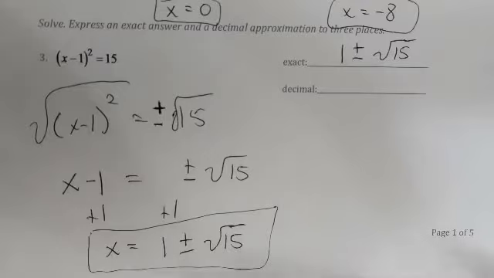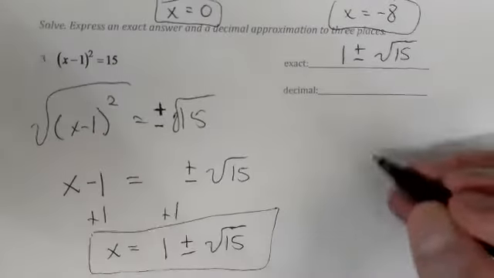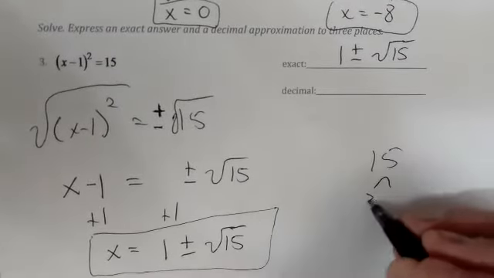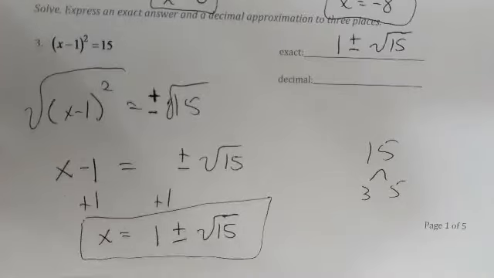The only other thing I didn't talk about, but 15, we have to make sure that this thing is fully simplified. And it's only a 3 and a 5, so there's no way I'm going to simplify this radical anymore. Root 15 is just root 15. So you might want to check those things.